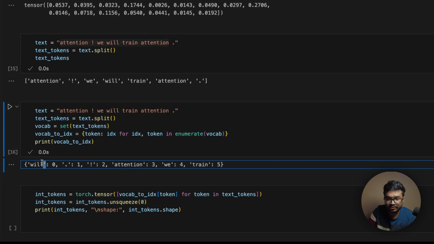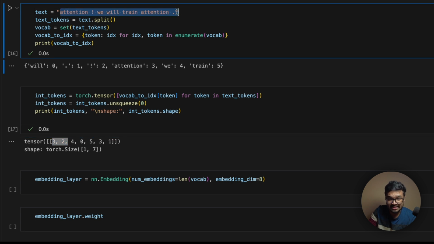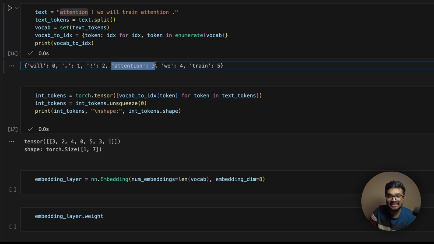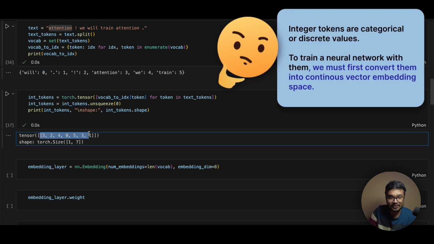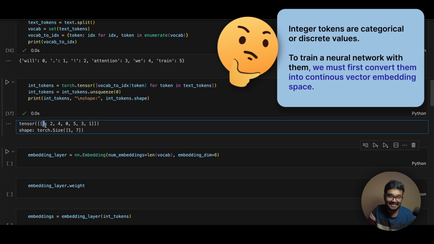If we run that, we'll find that we have 1, 2, 3, 4, 5, 6 total entries that contain these different values. Now this is of shape 1, 7, and we will convert this string into an integer-based representation where the first 3 is basically attention, because you see that the index of the word attention is set to 3. The next 2 is this exclamation mark. Then we have we, which is 4, and then will, which is 0, and so on. So you have a sequence of length 7. The next thing we will do is convert these integer indexes into vector embeddings.